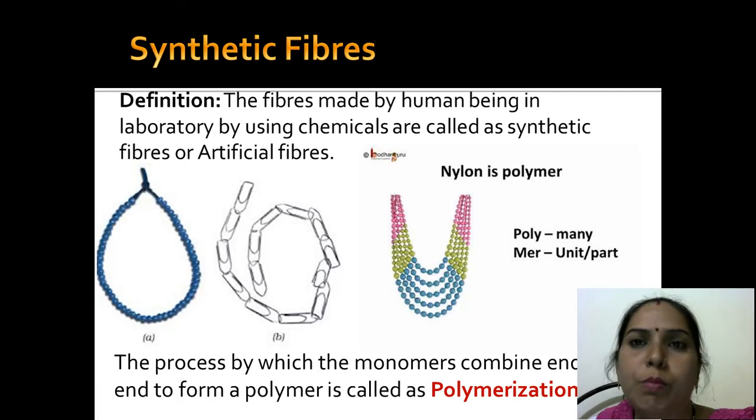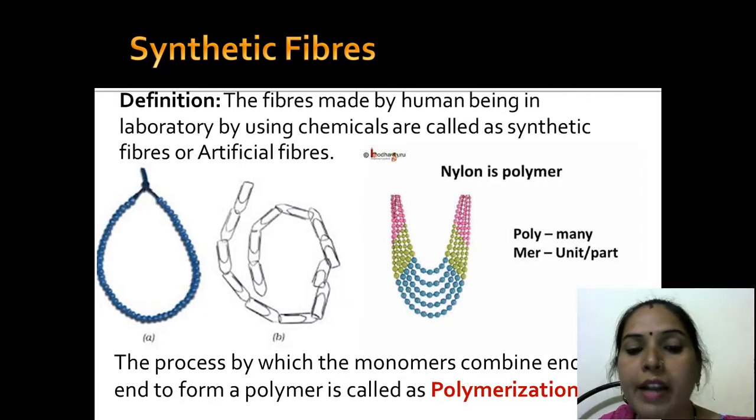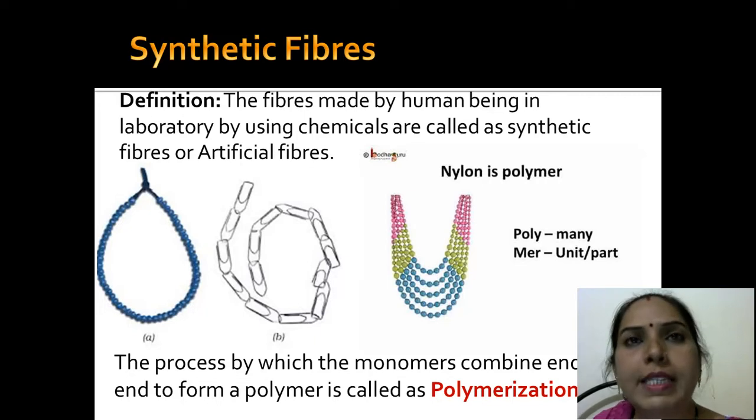When this monomer is repeated again and again and forms a long chain, the chain of monomers is called a polymer. The process by which monomers combine end to end to form a polymer is called polymerization. So basically all the synthetic fibers that you get are polymers. What are we doing here? We are repeating one unit, that is the monomer. Is that clear? So all the synthetic fibers that you see are polymers.